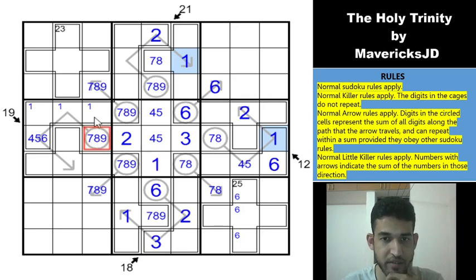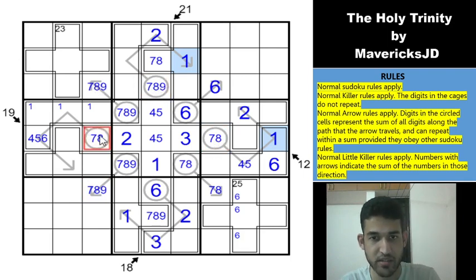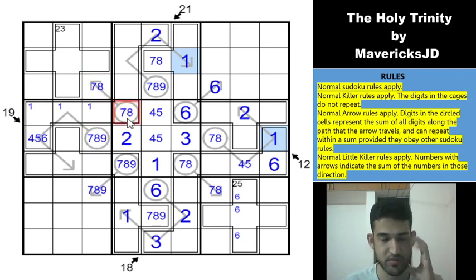So I'm getting a 7, 8, 9 triplet here now. This is interesting. So 9 must be in one of these cells, right? Because all these 3 cells would have to take 7, 8, 9 triplet, and 9 must be in one of these cells, which means that this cell is not a 9. Okay, this cell is not a 9, so this is not a 9. So this would be a 7, 8.